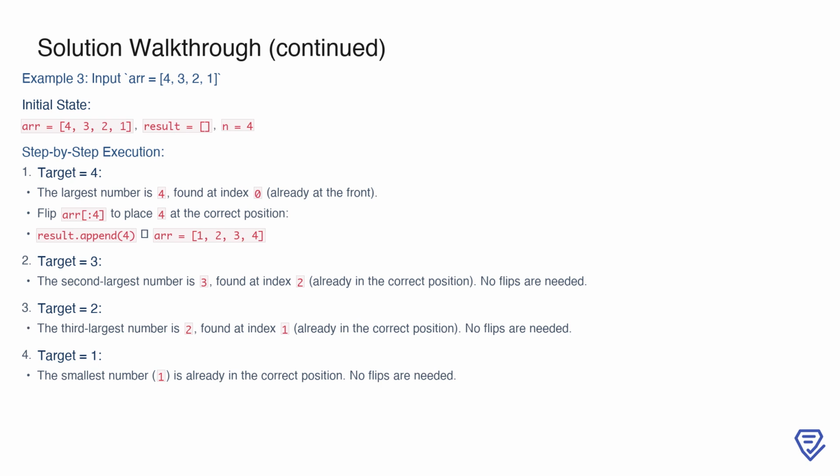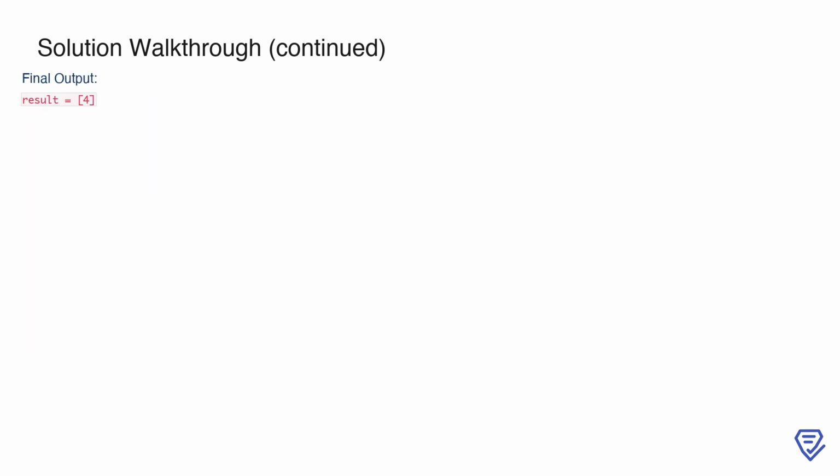Next, we move to the second largest number, 3, which is already in its correct position at index 2. No flips are needed. Similarly, the third largest number, 2, is already in the correct position at index 1, so no flips are necessary. Finally, the smallest number, 1, is already in its correct position at the front. With no further flips required, the array is now fully sorted. The final output for this example is result equals 4. This single flip was sufficient to sort the array, as the input was already in reverse order and required just one operation to place the largest number in its correct position at the end.